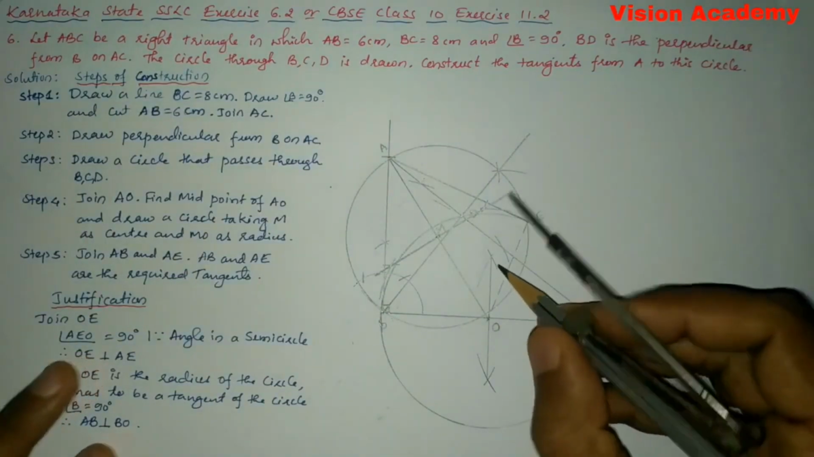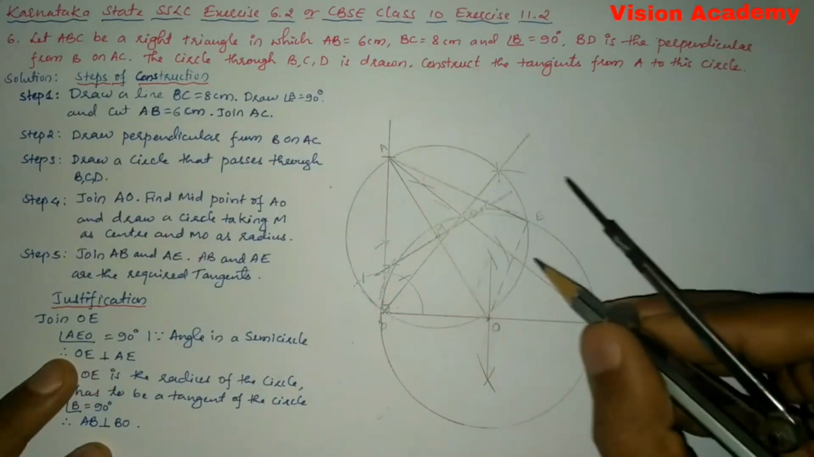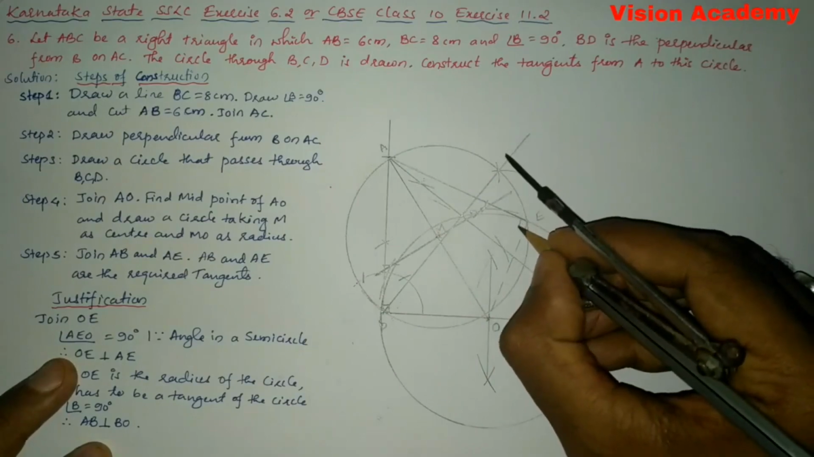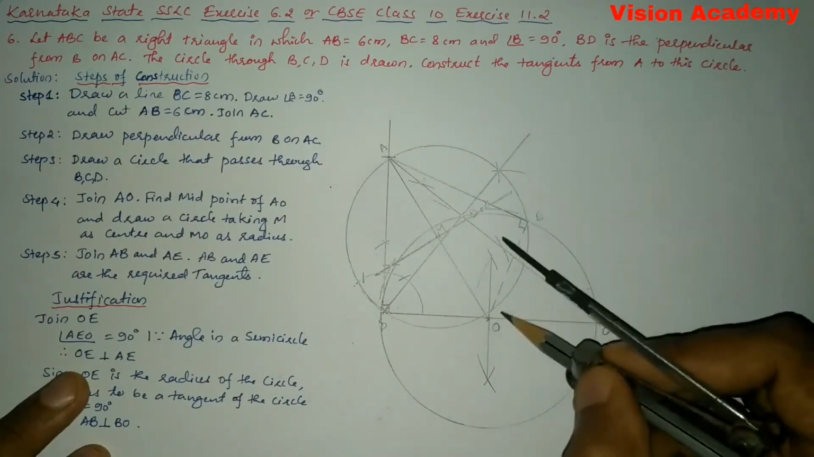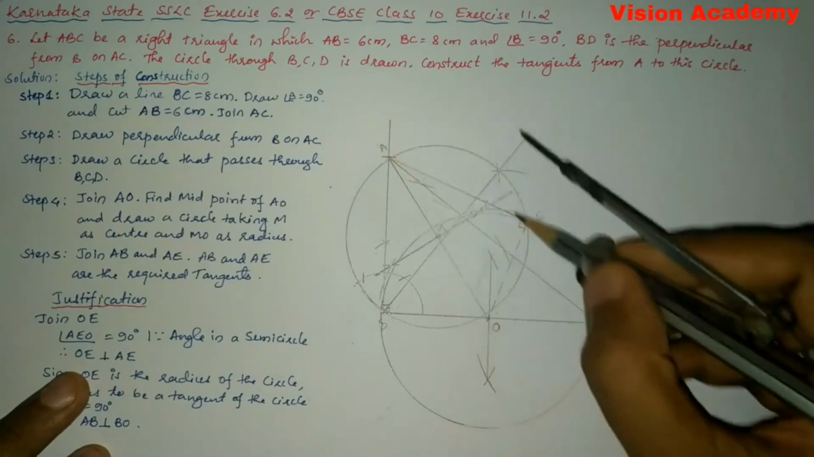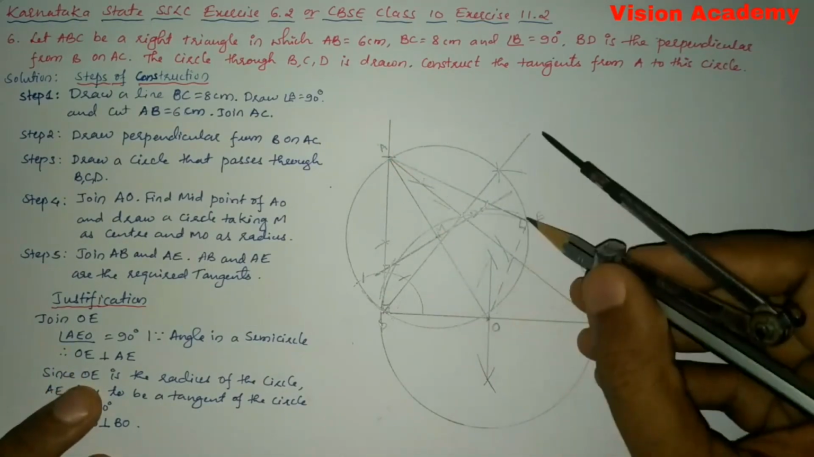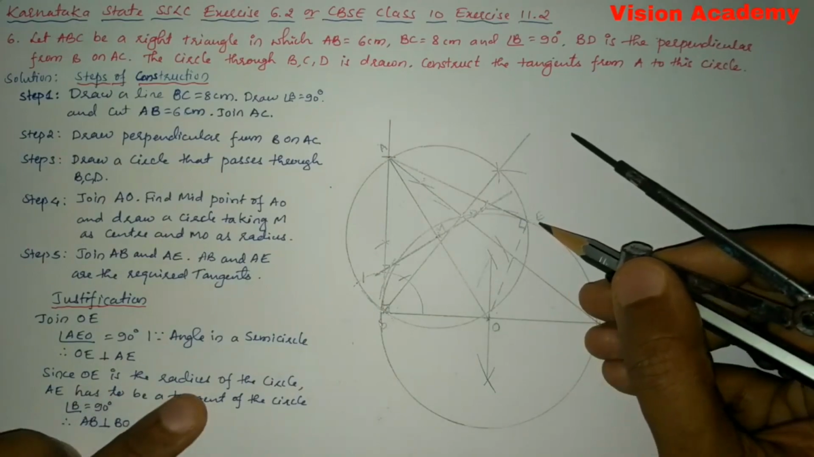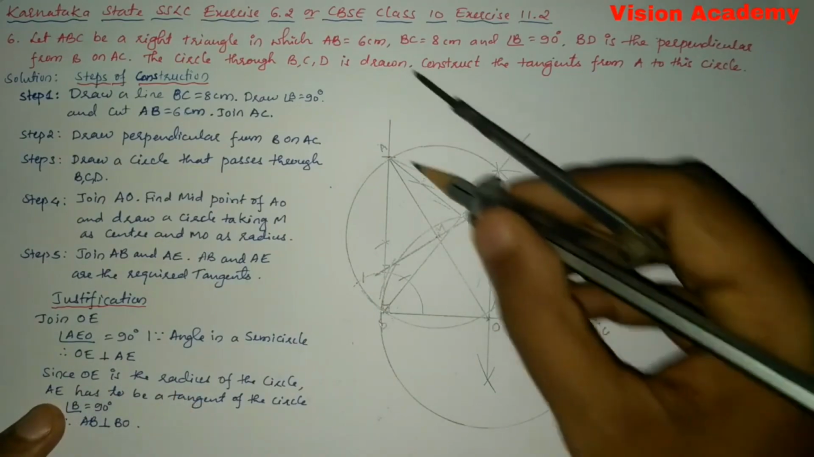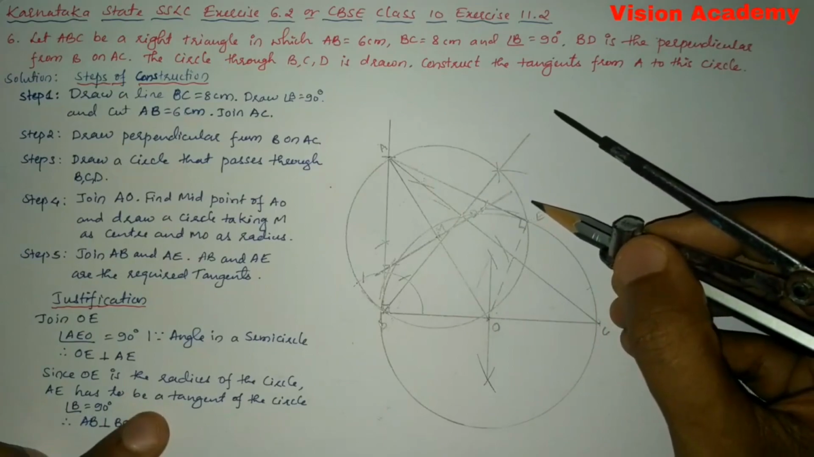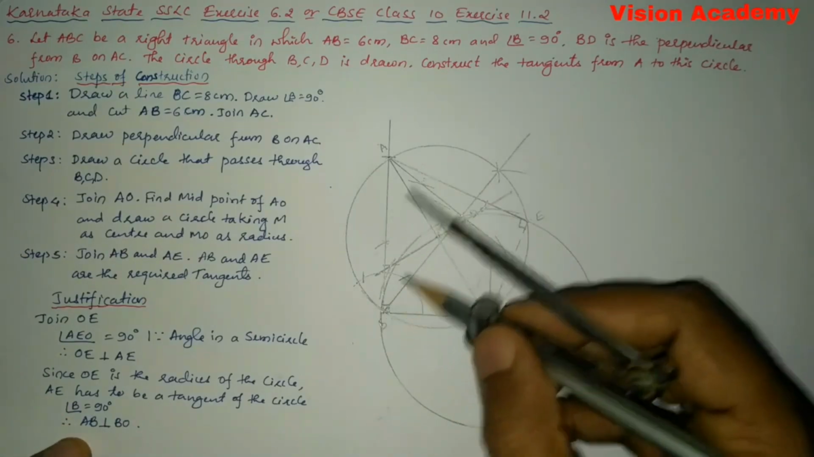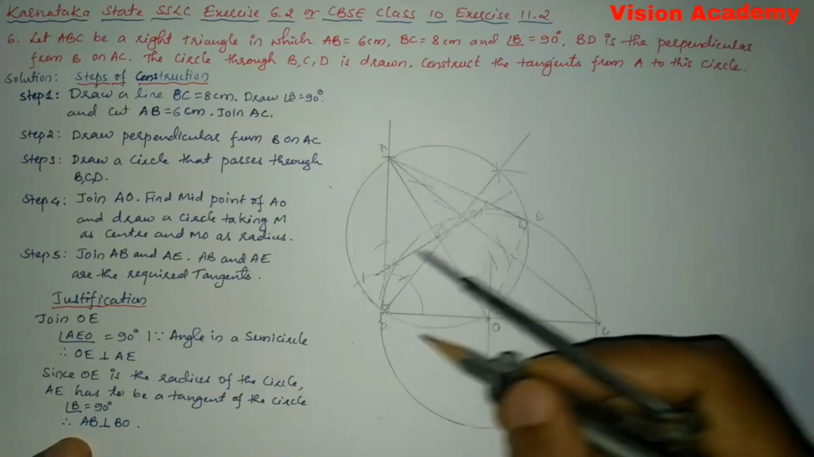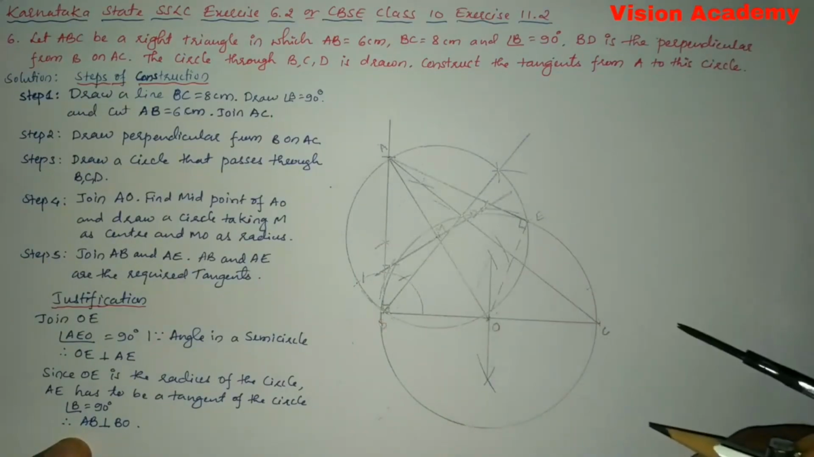Here angle AEO is 90 degrees. So this is a right angle because it is the angle in a semicircle. So here OE is perpendicular to AE. Since OE is the radius of the circle, AE has to be a tangent of the circle. So angle B is equal to 90 degrees. So therefore we can say AB is perpendicular to BO.